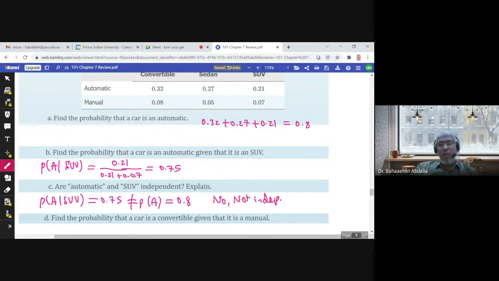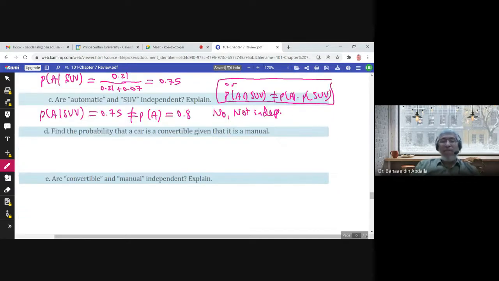You can solve it in another way if you like. You can prove that probability of A intersection SUV is not equal to probability of A times probability of SUV. This is also another way to prove that it's not independent. Both will be correct.